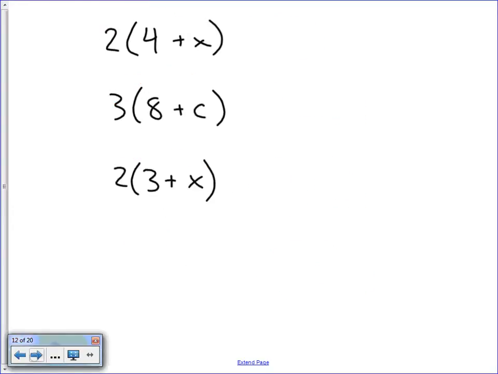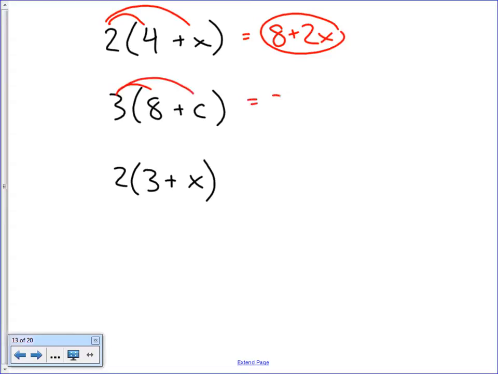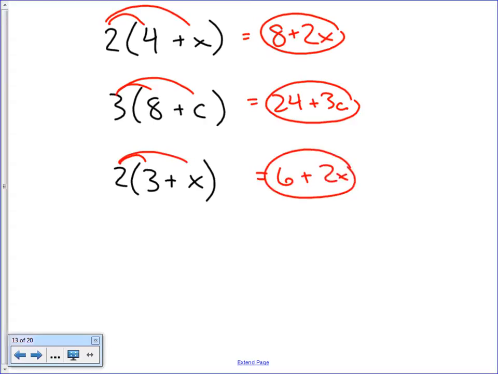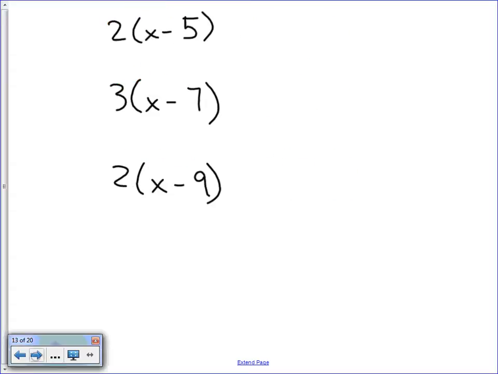Okay, not too challenging. Just take the number and distribute it to both pieces inside the parentheses. So these ones look a little different. Here they don't have the variable in front, but it works the same way. 2 times 4 and times the x. So this will give me 8 plus 2x. This one, distribute the 3, will give me 24 plus 3c. This one here will give me 6 plus 2 times x, which is 2x. And here are my answers. We won't worry about standard form quite yet. We can just leave them like that.